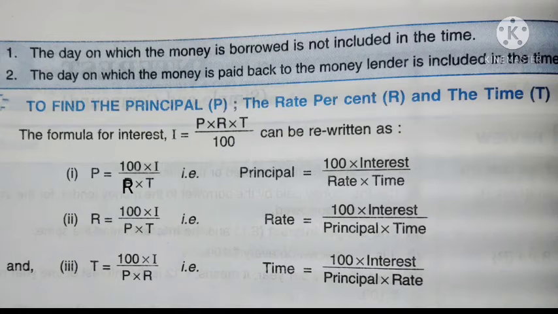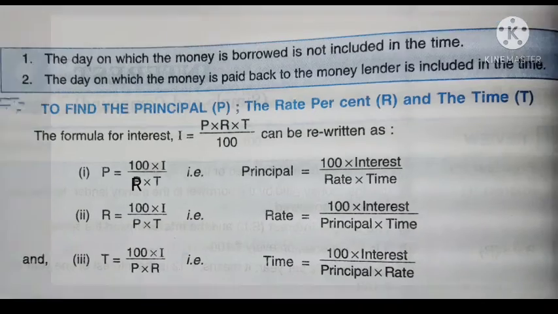Have a quick view on the formulae. Principal is equal to 100 into interest upon rate into time. Rate is equal to 100 into interest upon principal into time. And the last, time is equal to 100 into interest upon principal into rate.